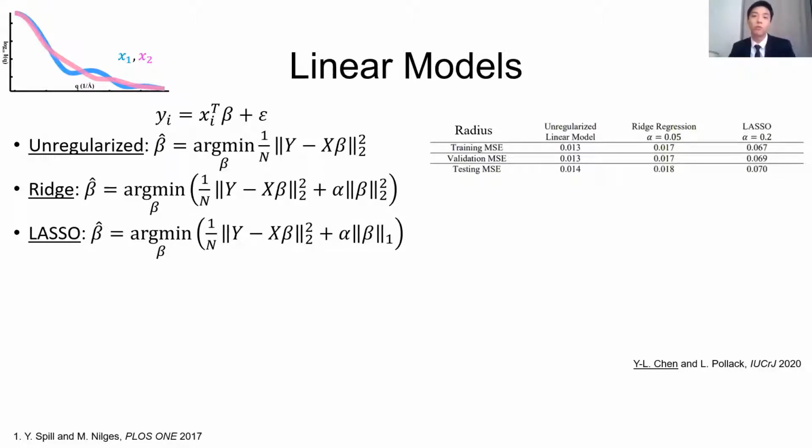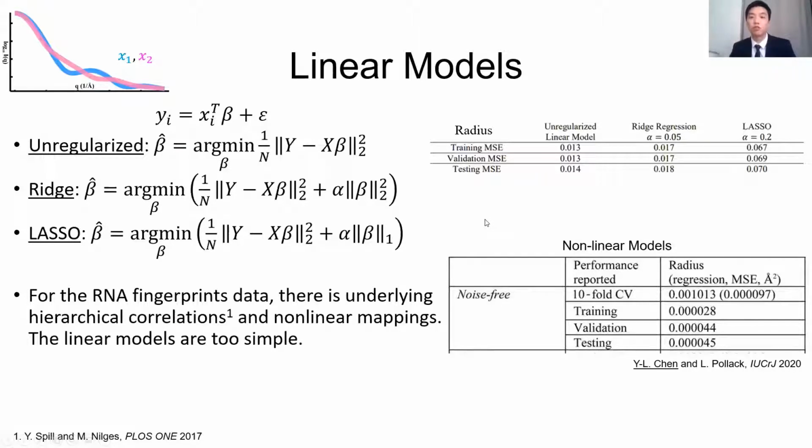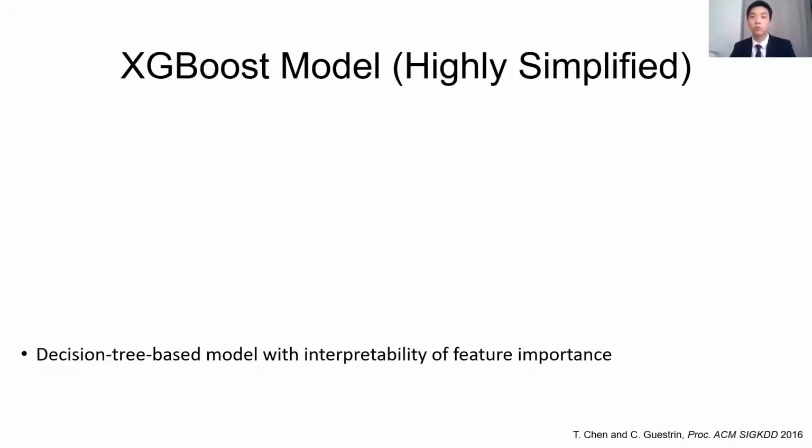They look okay with 0.01 mean square error, but not as precise as the nonlinear model I will talk about, where the MSE, the mean square error, is about 1/1000th of the linear model. So the linear model might be just too simple considering the complex mapping of three-dimensional structures into a one-dimensional profile. And we need a nonlinear model with model interpretability. The nonlinear model is the extreme gradient boosting model, or the XGBoost model, which is basically a decision tree based model and can be used for classification and regression.